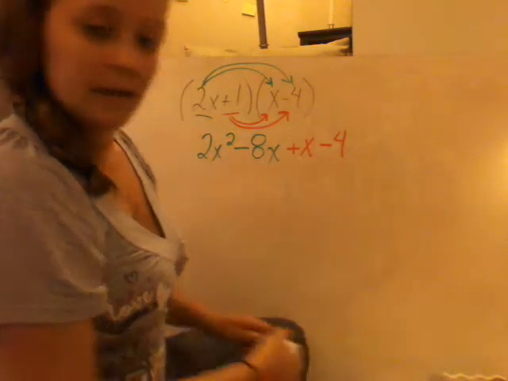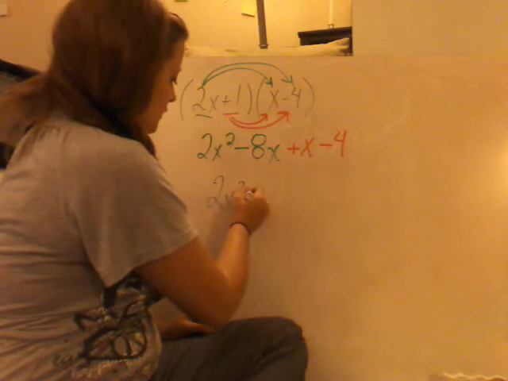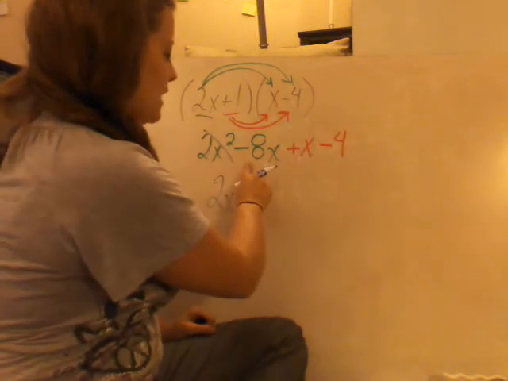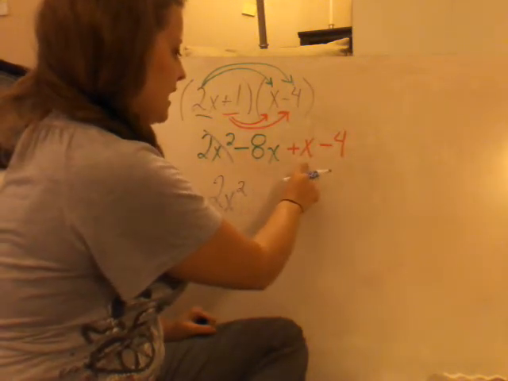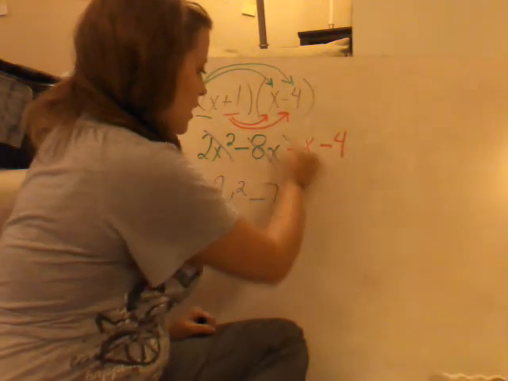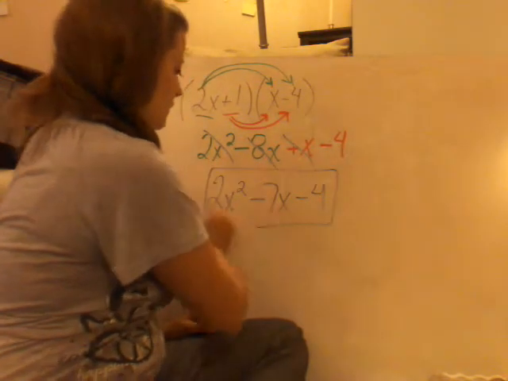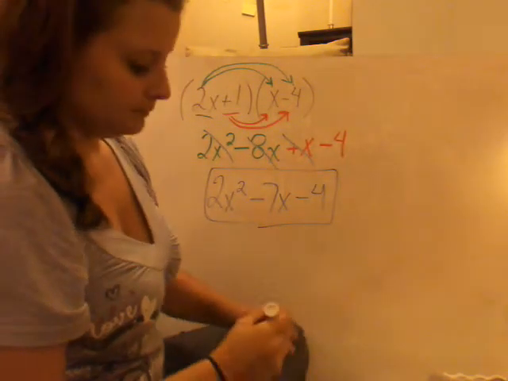Now I'll combine like terms. There's only one x squared, so that one's gone. So now I've got negative 8x plus x. That gives me negative 7x. Gone. And then all that's left is my negative 4. And that's my answer. Okay.